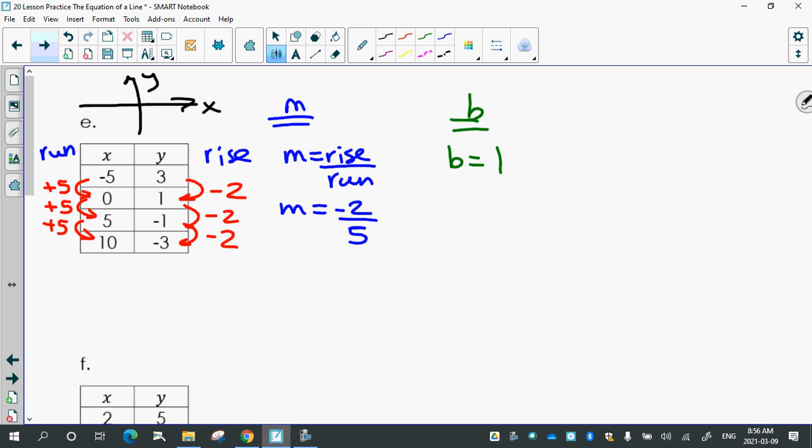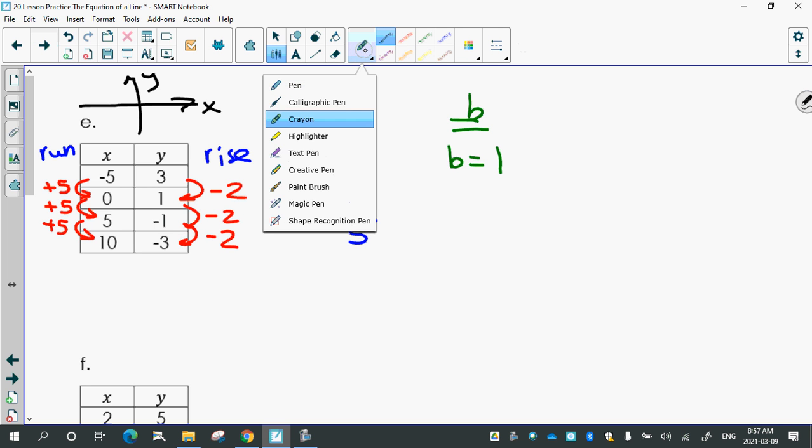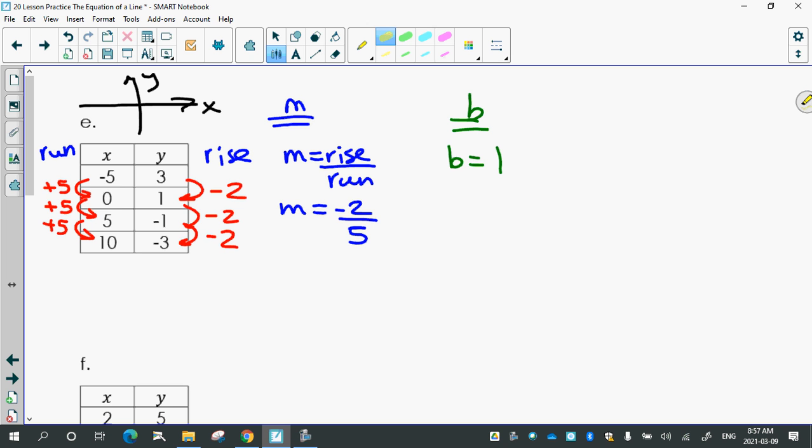this point here says that when x is 0, y is 1. Does everyone see if that's what that point says? So when x is 0, y is 1, that means that that's where the line goes through the y-axis. So our initial value, or b value, is 1. Okay? When x is 0, y is 1. So that's our initial value.